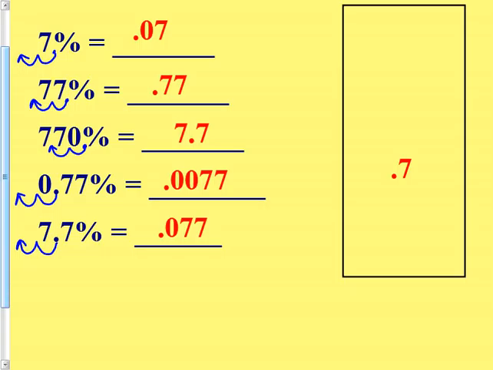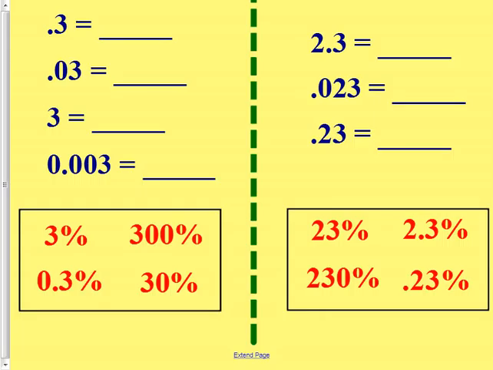Let's try one more set here. Here I've got, well, actually it's 2 sets, but one more slide. Try changing these decimals into percents. Now that you've changed percents into decimals, try changing between percents and decimals. Try changing these decimals into percents and see what you get.